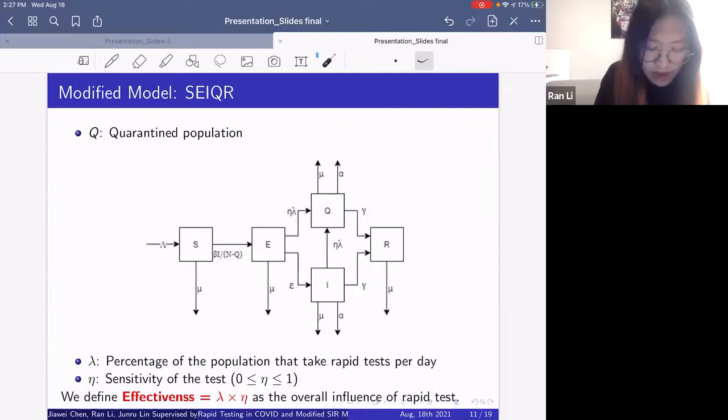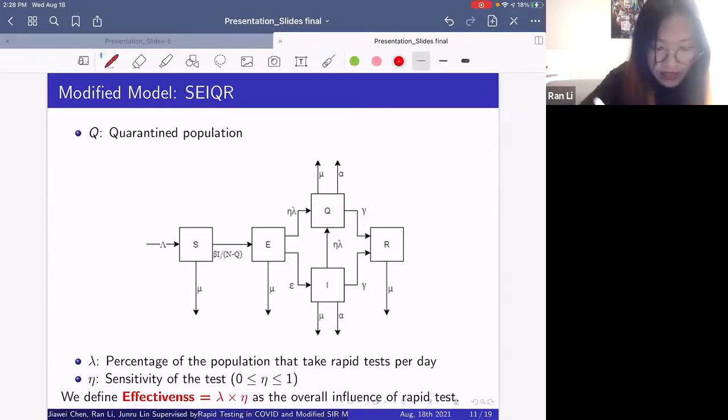Based on these two parameters, we define a third parameter, which is effectiveness. This is the product of lambda and eta. This effectiveness is the overall influence of rapid test in our model. Now we are going to use these parameters to determine how many people flow from E and I to Q. This is the amount, eta times lambda, the effectiveness, that flows from I and E to Q.